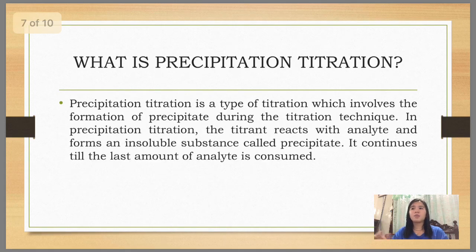And the next one is precipitation titration. A precipitation titration is a type of titration which involves the formation of precipitate during the titration technique. In precipitation titration, the titrant reacts with analyte and forms an insoluble substance called precipitate. It continues till the last amount of analyte is consumed.